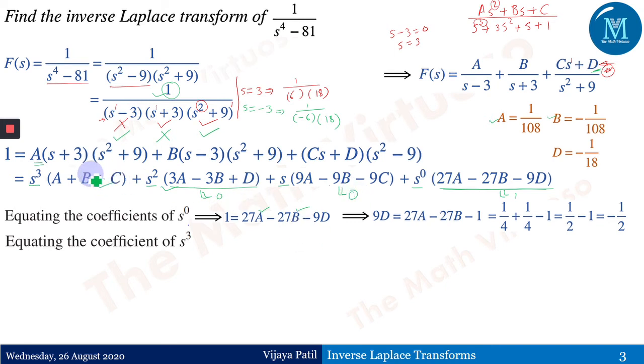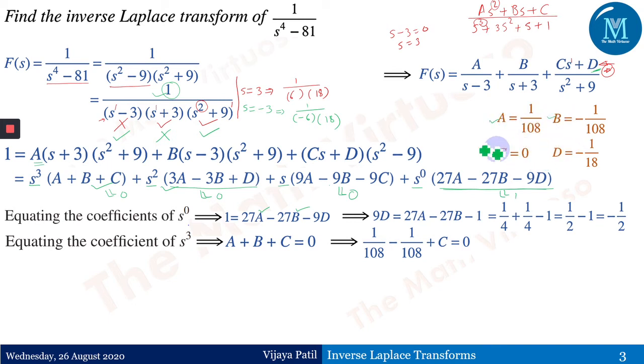Again we have to equate this with 0, because the coefficient of s cube in the LHS is not there, and therefore a plus b plus c is equal to 0. We have got a with us, b with us, c we can find very easily, and the value of c is equal to 0. So we have got a, b, c and d.